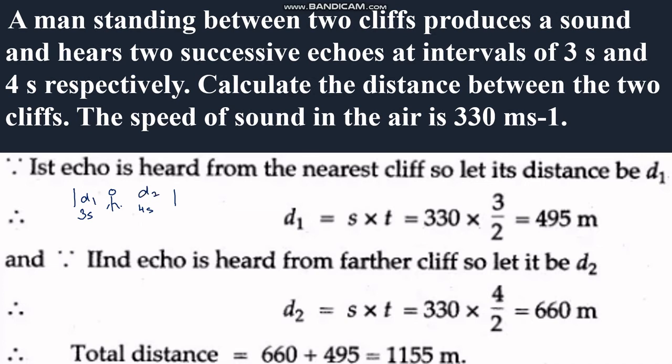So you know that if you want to calculate distance, then that will obviously be velocity into time divided by 2. So velocity is 330, right? And time is 3. So 330 into 3 divided by 2. This is giving you 495 meter. Next, when we apply the same formula to this side, then distance d2 will be 330 into 4 by 2. That means 660 meter.